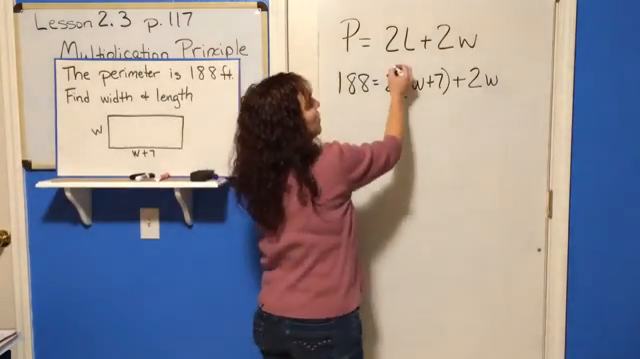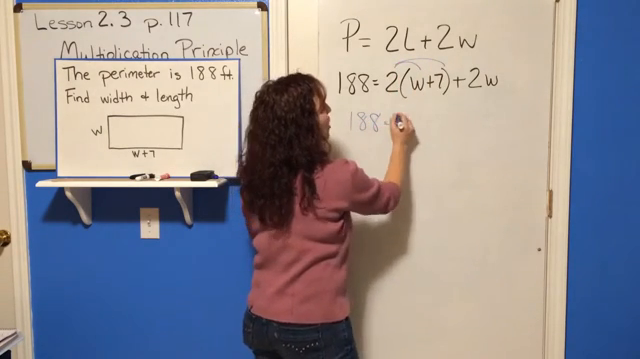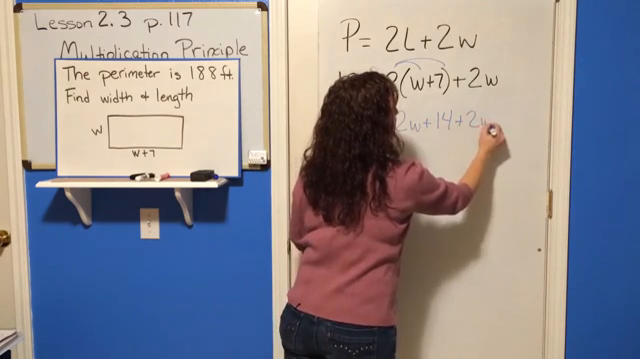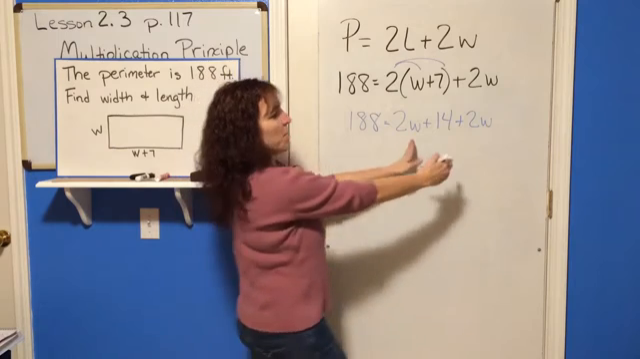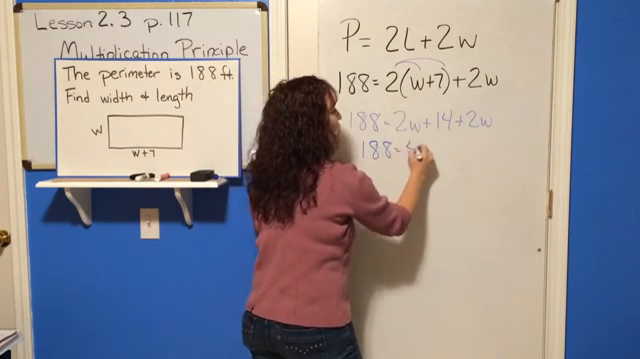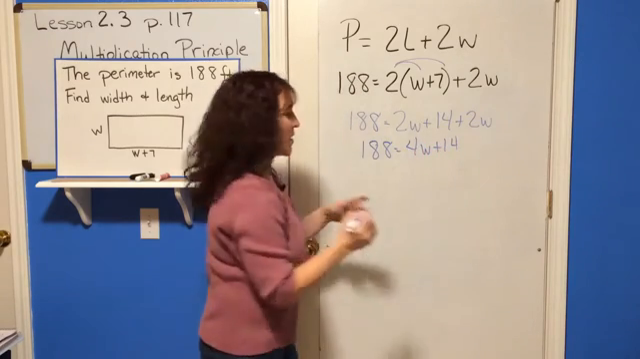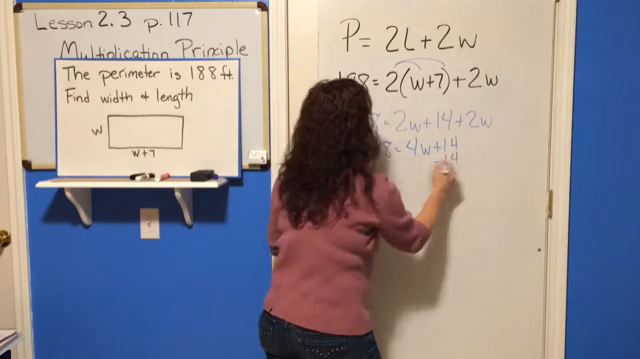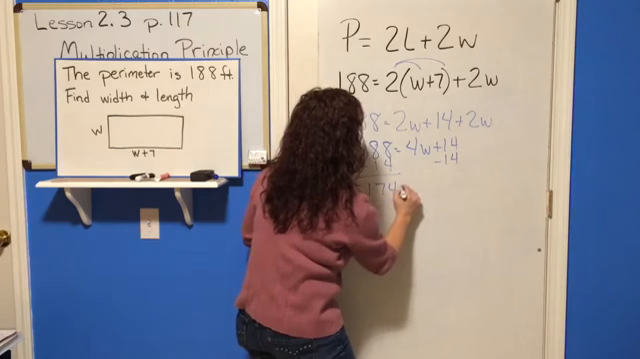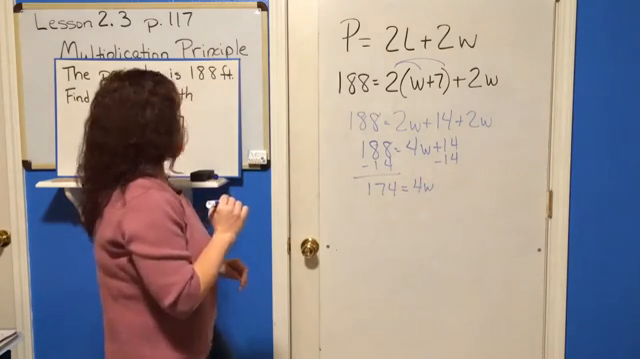So now we simply solve. So don't forget, we've got to simplify as far as we can. So 188 is going to equal 2W plus 14 plus 2W. Combine these like terms. So 188 equals 4W plus 14. Subtract the 14 from both sides. And that is 174 equals 4W. Divide both sides by 4.